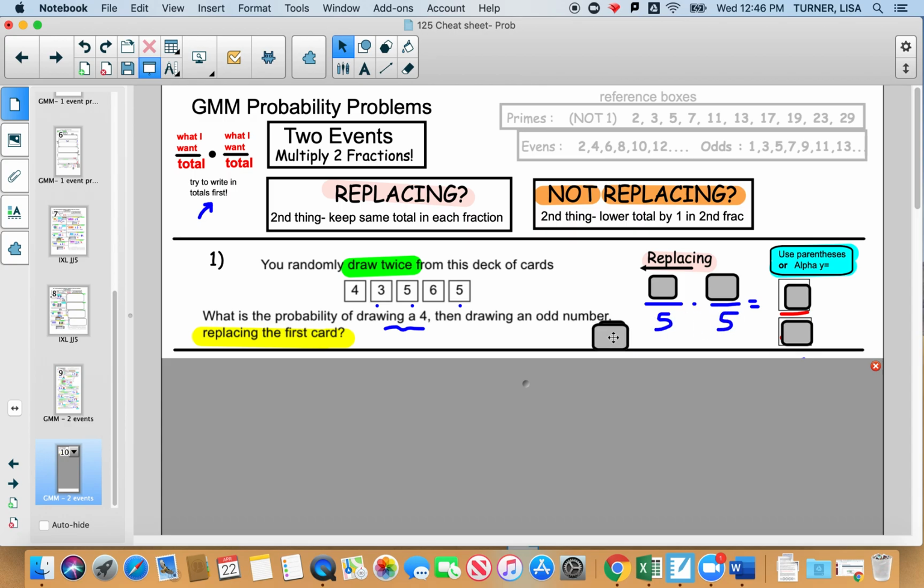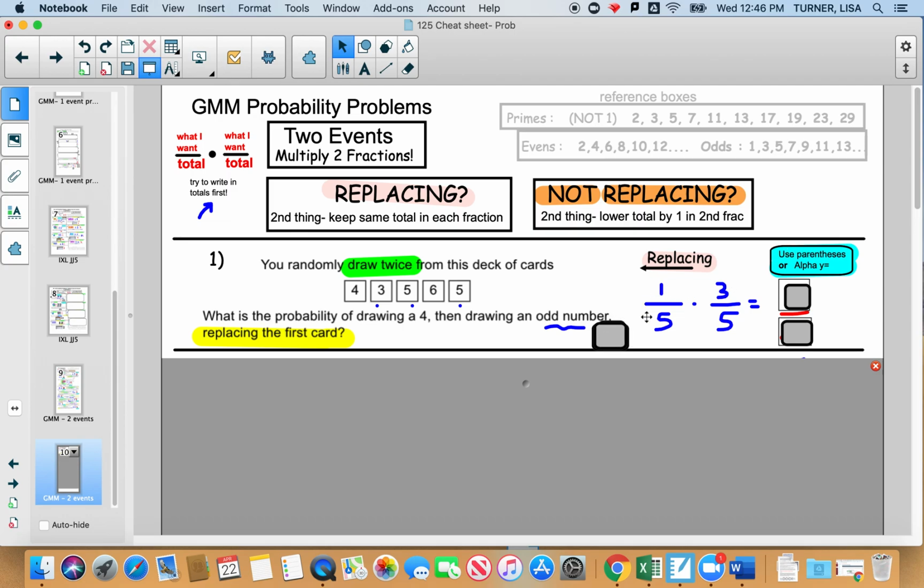Easy. All right, and then I go back and I reread and decide what I'm looking for in each pick. All right, and so what's the probability of drawing a 4? And I see that there's only one 4, and so that's my first fraction. And then drawing an odd number. And so then from the 5 that I have, I'm looking for odds, and I can look at my cheat sheet up here. The odds are over here. All right. And I have 3, 5, and 5. Notice I write them down and mark them up. And so I have 3 of them.